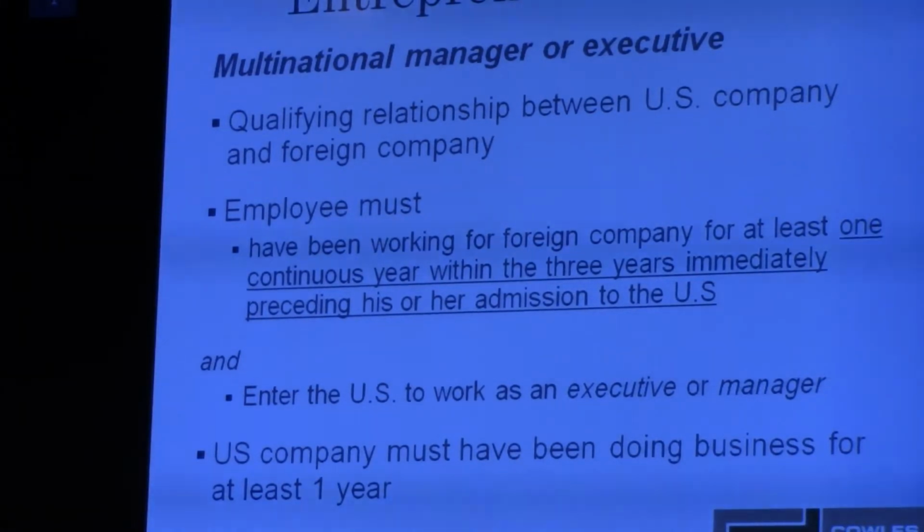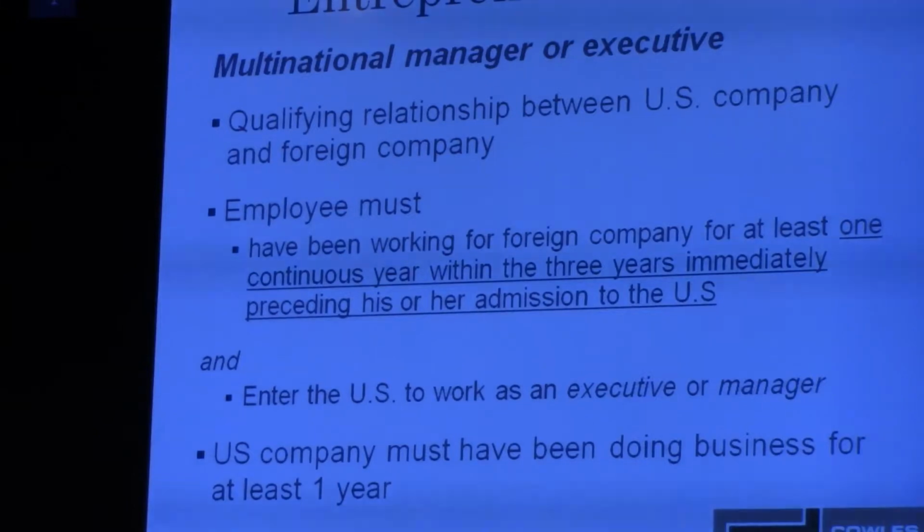The U.S. company must have been doing business for at least 1 year. So this is where we have that transition from the L1A to the multinational manager executive. Again, they look and read the same exact way, but there are those nuances that we want to take care of. If the company's not doing so well, does it look like he or she's doing a great job as a multinational manager executive? Not only that, but they're going to be questioning whether this company is going to be able to support this executive to become a permanent resident. Exactly. So that is going to be an issue.